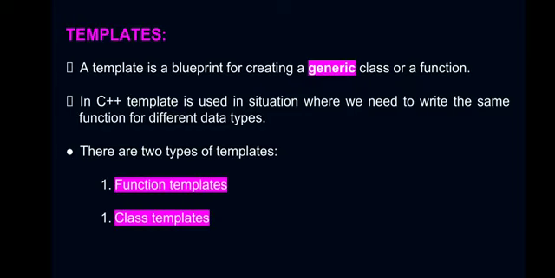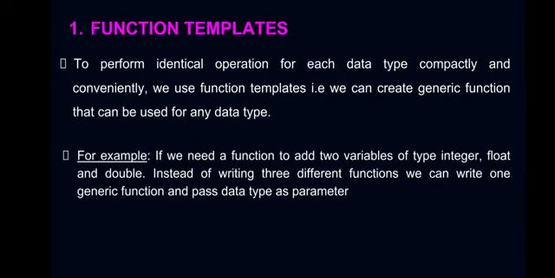In C++, we can create two types of templates. One is function templates and the second one is class templates. Function templates are used to create generic functions and class templates are used to create generic classes. So now let us see what function templates are in detail. As I already told you, function templates are used to create generic functions.